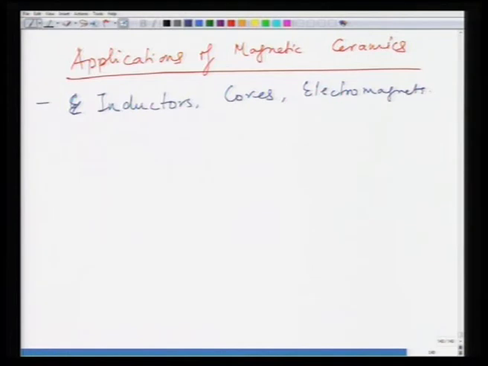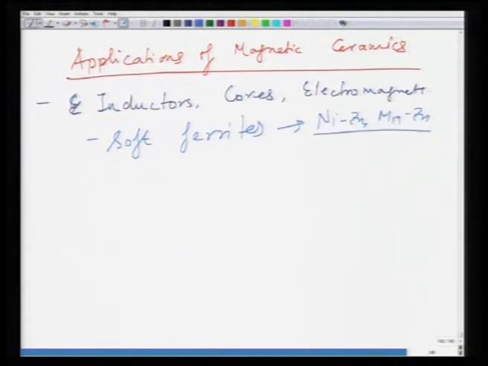And here basically you use soft ferrites like nickel zinc and manganese zinc ferrites, and the frequency ranges are about 100 kilohertz to 100 megahertz. Essentially they have high electrical resistivity, which results in low eddy current losses, and they're also used in power transformers, etc.